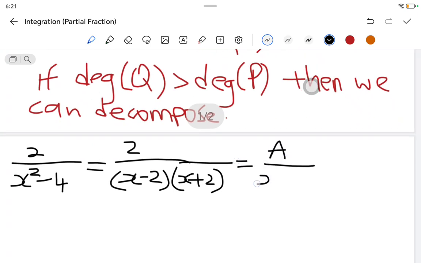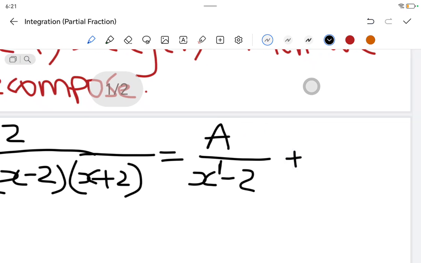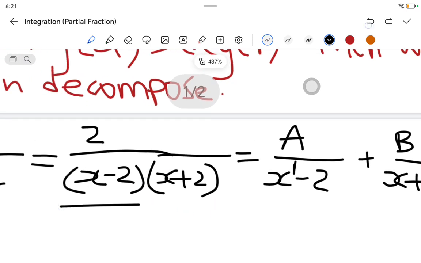Meaning that we can now write this in the form of a over x minus 2. Remember I said that as long as the degree here is 1, you're just going to say a constant. You see, right? So it doesn't matter here which one you start with. You can start with either.